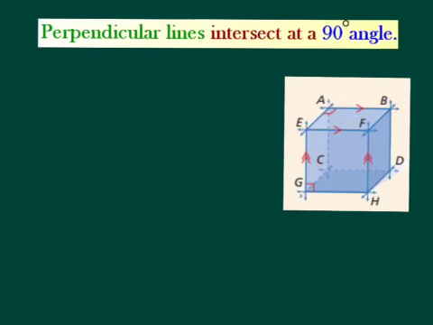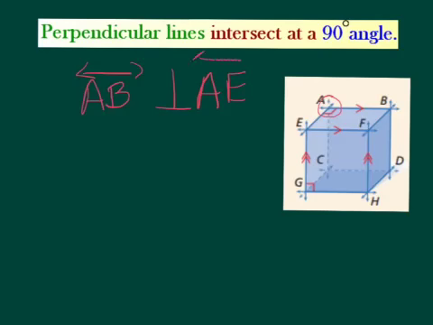Okay, then are perpendicular lines. Perpendicular lines intersect at a 90-degree angle. So we can see the 90-degree angle symbol right here, and that tells us that line AB is perpendicular to line AE. And I'm writing out this perpendicular symbol right here. And in writing, that tells me that those two lines are perpendicular to each other. On the diagram, this 90-degree angle symbol tells us those two lines are perpendicular.